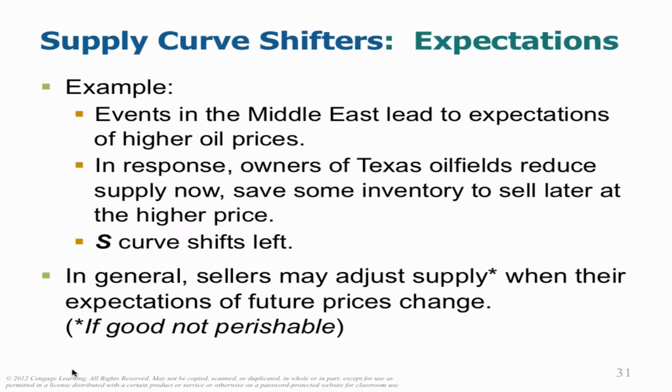Usually, a change in producer expectations relates to price. The exception to them being able to adjust to this is if the thing they're supplying will go bad, if it is perishable.